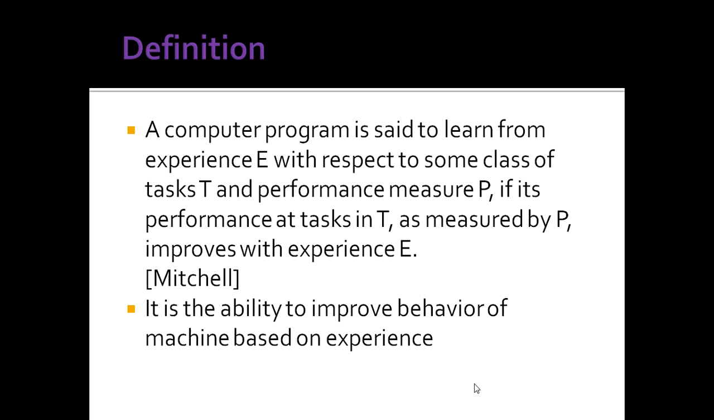So, if its performance at tasks in T as measured by P improves with experience E, then we say that the computer program is learning from experience. Okay. So, in short, we can say that learning is the ability to improve the behavior of a machine based on experience, right? Means as far as the experience is gained by the machine, its behavior should improve, or whatever task it is doing should improve as per the experience. We will discuss it in brief in later videos also, how to define the performance measure, the experience, task, and so on.